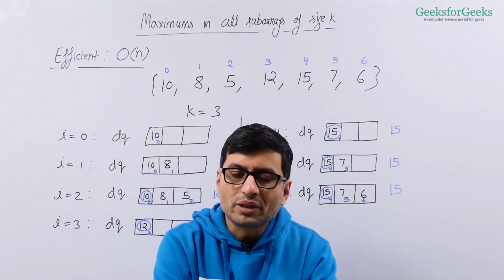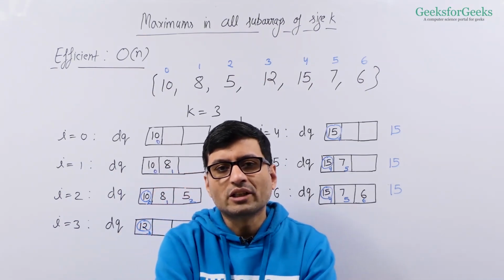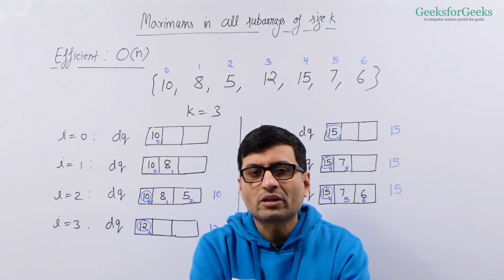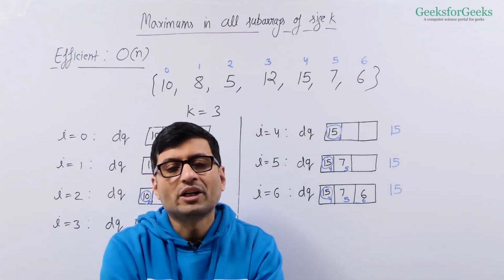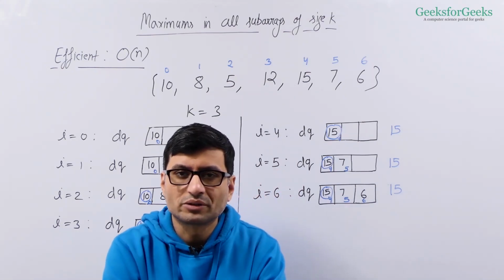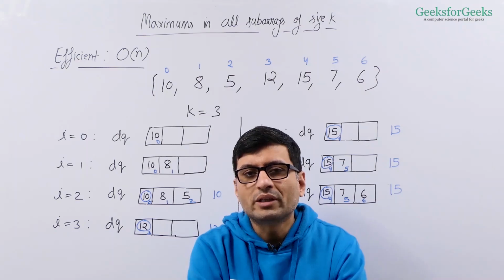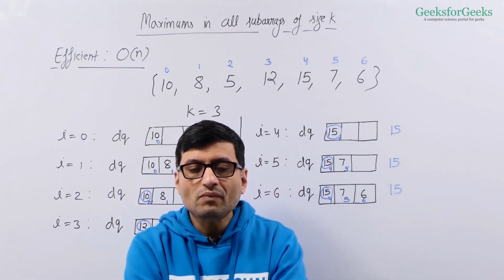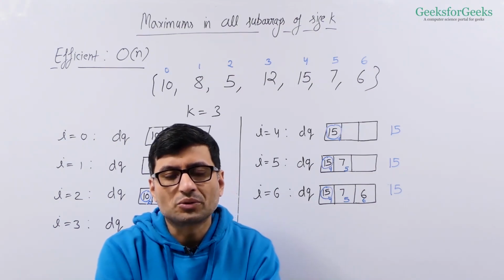A DQ can be implemented using either a doubly linked list. In a doubly linked list, you can maintain a tail pointer and you can do deletions and insertions at the end, and using the head pointer or head reference, you can do insertions and deletions from the beginning also. You can also use a circular queue to implement a doubly ended queue. A DQ can act as a stack or a queue.